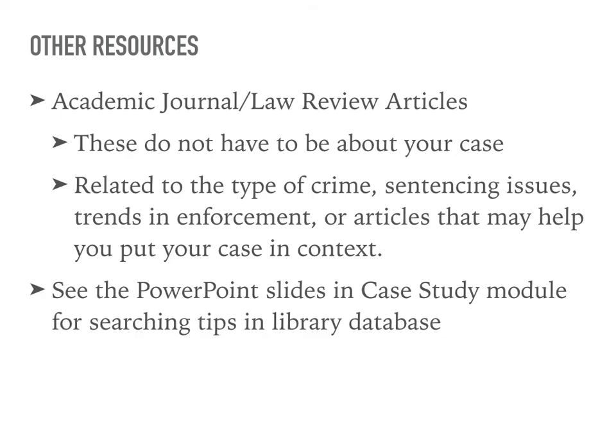For finding academic journal and law review articles, keep in mind that these do not have to be about your case in particular. They can be about any issue relating to your case. It can be about the type of crime. So if you have a defendant who is charged with money laundering and you want to talk about money laundering enforcement or sentencing in money laundering cases or other trends, you can find an article about that. If you have a defendant who is a woman and you want to talk about gender and white-collar sentencing, that would be an excellent article to look for. These have to be peer-reviewed articles in an academic journal or in a law review.